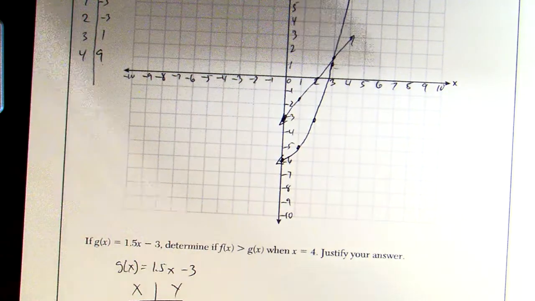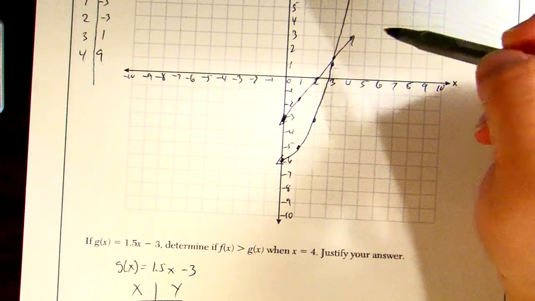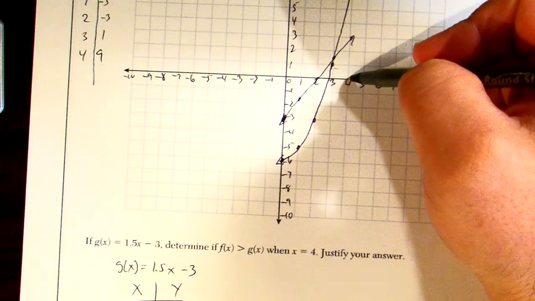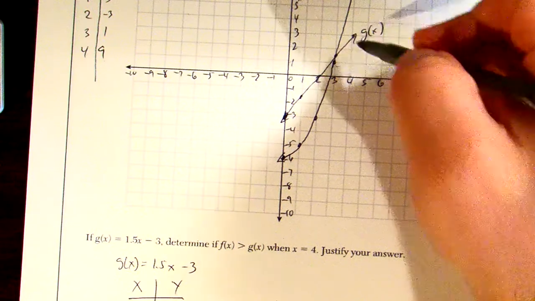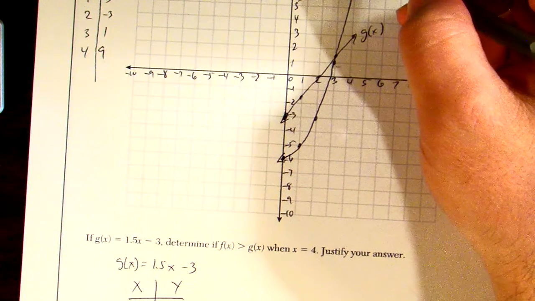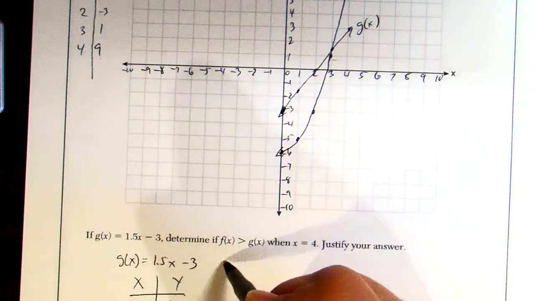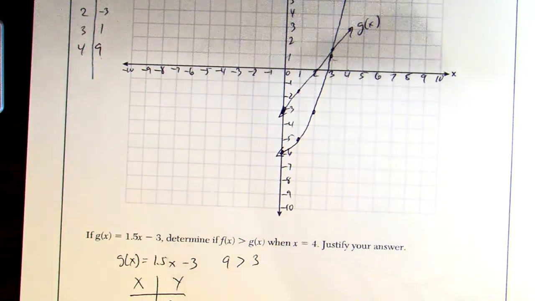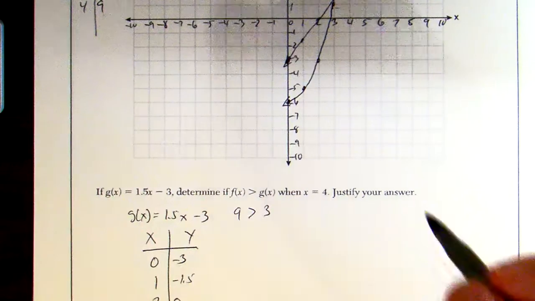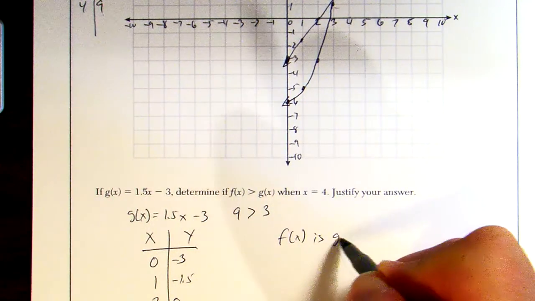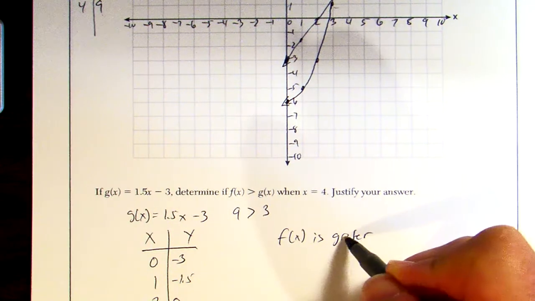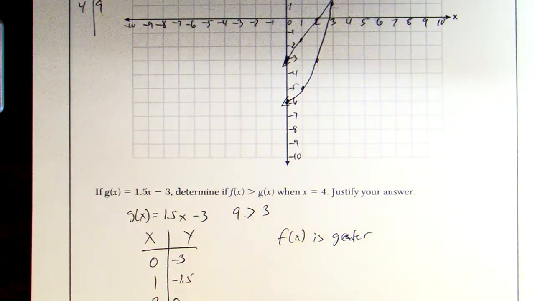So when x is 4, my g of x is 3 here, but my f of x is 9. So is 9 greater than 3? Yes. And you could put that. You could say f of x is greater, and using that, 9 greater than 3 should more than justify your answer. Okay, moving on.